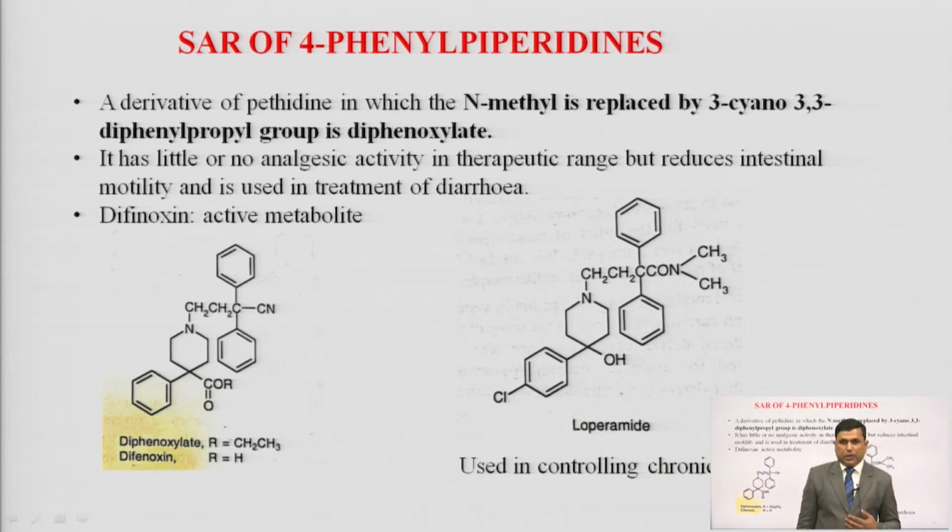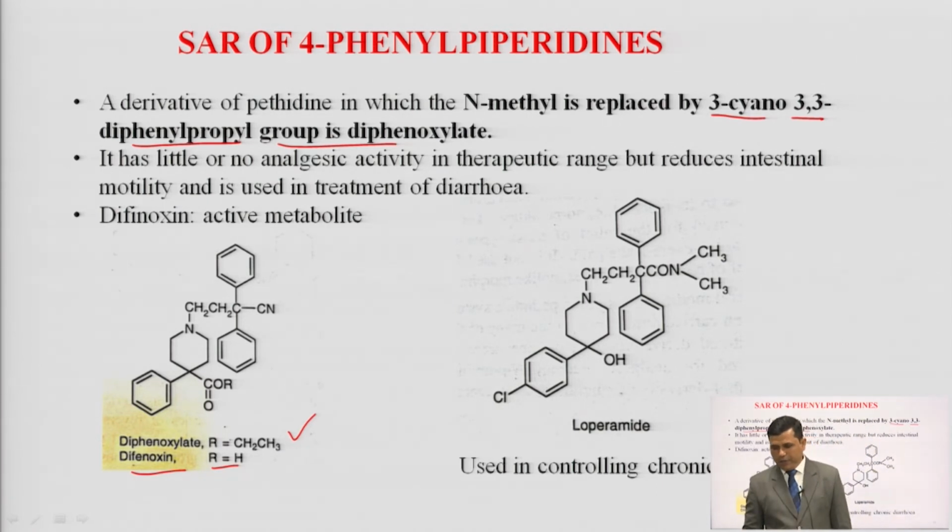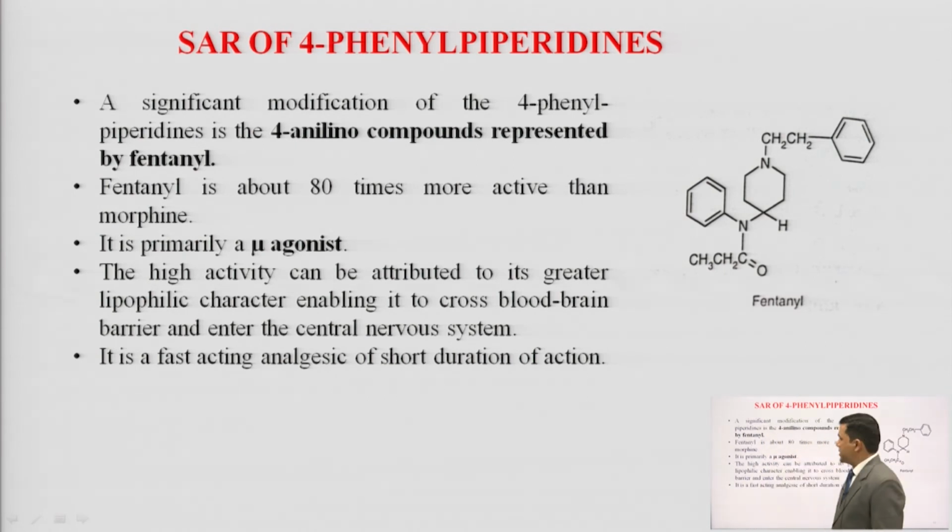The next derivatives we have in these 4-phenyl piperidines are diphenoxylate and loperamide. A derivative of pethidine, when the N-methyl is replaced by a 3-cyano-3,3-diphenylpropyl group, is diphenoxylate. Diphenoxin is what? Diphenoxin is the metabolite of diphenoxylate.